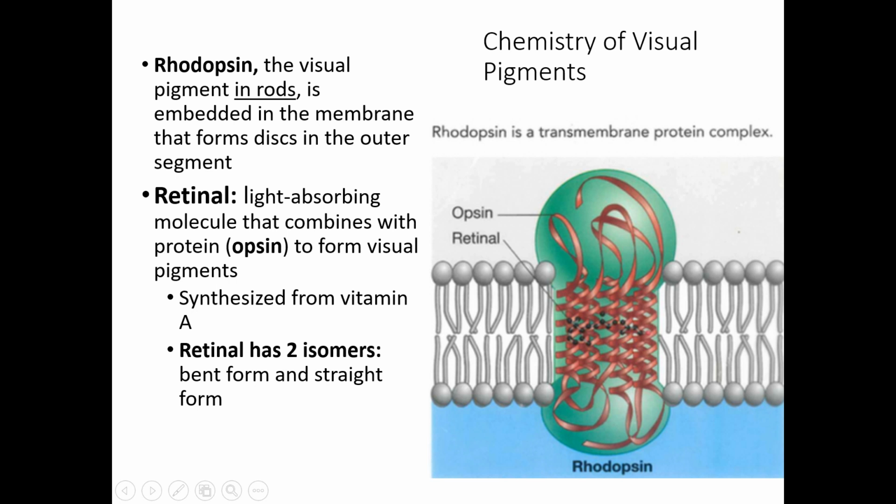Here's one of those molecules in the rods. Rods we have for dim light or for white and black light. So rhodopsin, here it is, the whole molecule is called rhodopsin. Inside it's made of 2 proteins. The large one is opsin, and the smaller one in the center is retinal. This retinal molecule can be detached and attached back again to the opsin, and it's synthesized from vitamin A.